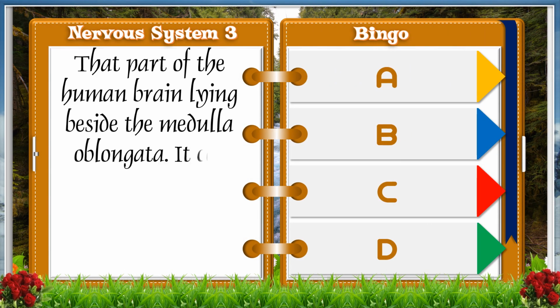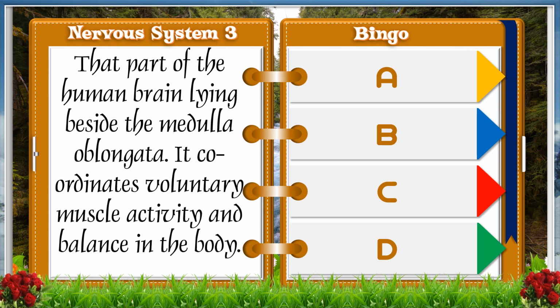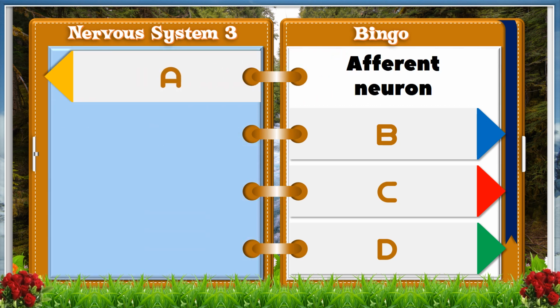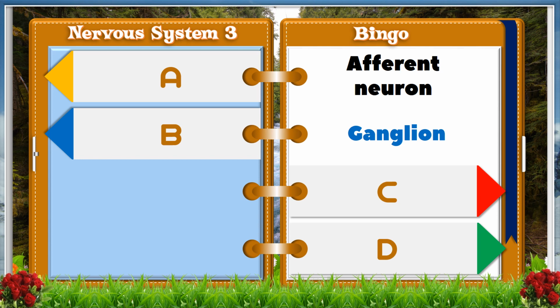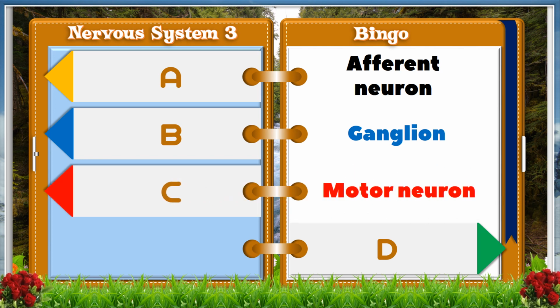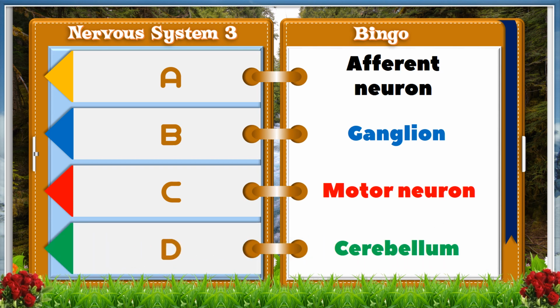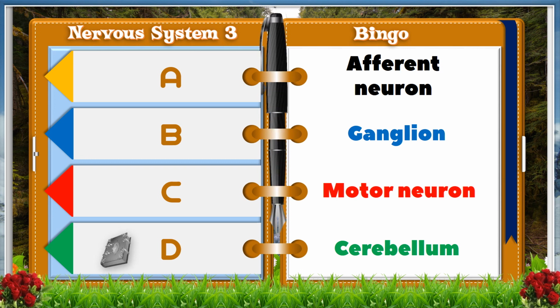That part of the human brain lying beside the medulla oblongata. It coordinates voluntary muscle activity and balance in the body. A. Afferent neuron. B. Ganglion. C. Motor neuron. D. Cerebellum. And the answer is D. Cerebellum.